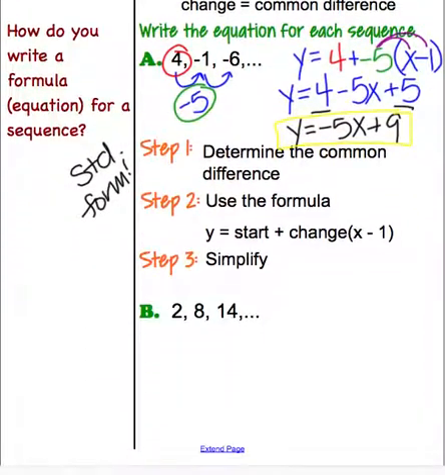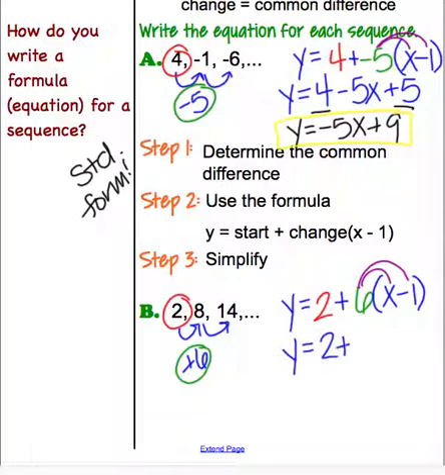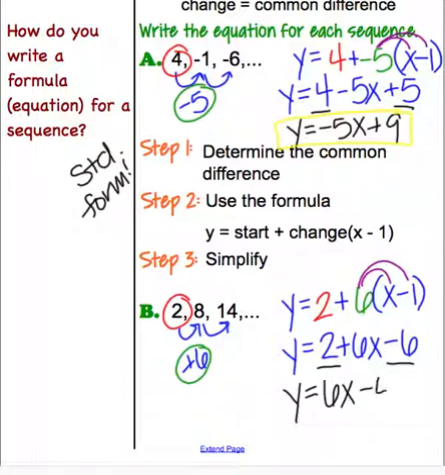Moving to the next example, we've got 2, 8, 14. To get from 2 to 8 and 8 to 14, we're going to be adding 6 both times. So when we go ahead and create our formula, we have y equals that start value of 2 plus our change, which is going to be that +6, times the quantity x minus 1. So then we can go ahead and distribute the 6 to the x and to the -1, which gives us y equals 2 plus 6x minus 6. And then finally we can combine that 2 and that -6 and put it in standard form to get y equals 6x minus 4, because 2 minus 6 is -4.